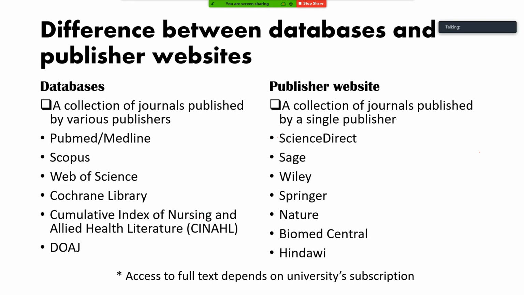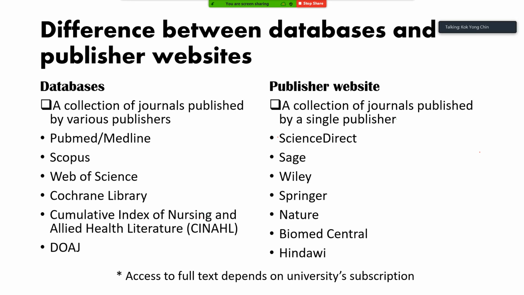For publisher websites, it's a collection of journals published by a single publisher. Keyword here, single publisher. So all of you are perhaps very familiar with Science Direct, for all the students. To you, Science Direct seems very comprehensive. You put keywords into Science Direct, you can get many things. But it is only limited to journals published by Science Direct and Elsevier. You cannot search results of journals published in Wiley and Springer in the Science Direct website. You will not get that.